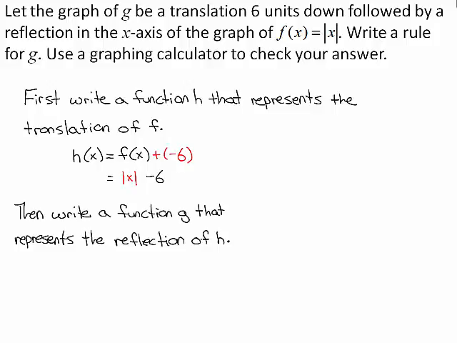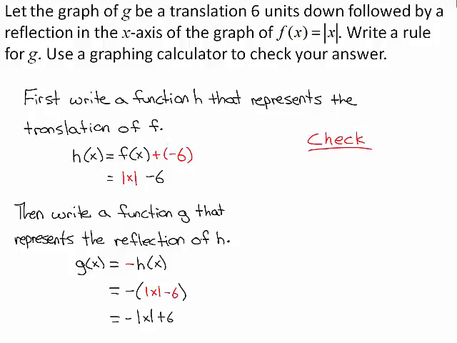A reflection in the x-axis changes the sign of each output value, so g of x equals -h of x. Next, substitute the absolute value of x minus 6 for h of x to get g of x equals negative the quantity the absolute value of x minus 6, which simplifies to g of x equals negative the absolute value of x plus 6. Next, check your answer.